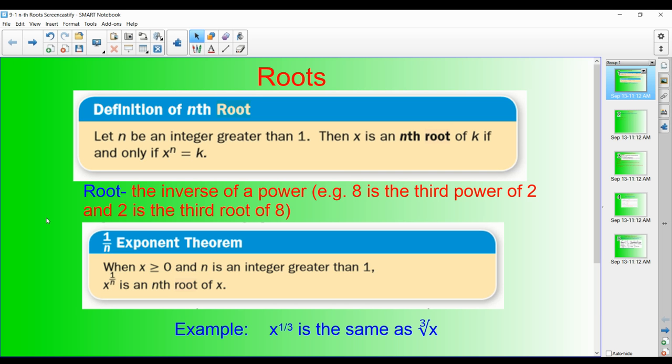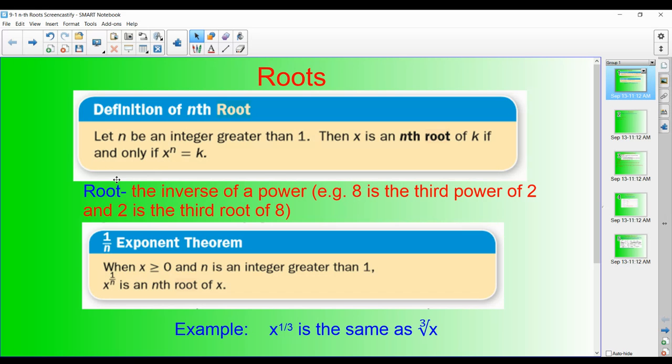Hi, everyone. Today we're going to talk about roots, what they are, and how we find solutions to equations of exponents and equations of roots. So the first thing we need to talk about is what is a root. Let's say I have the equation x to the n equals k, and I have to solve for x.